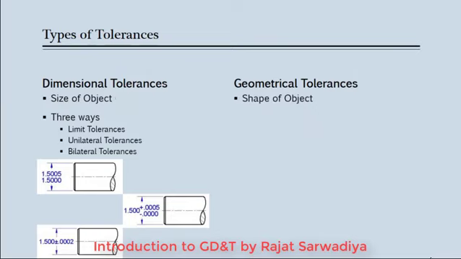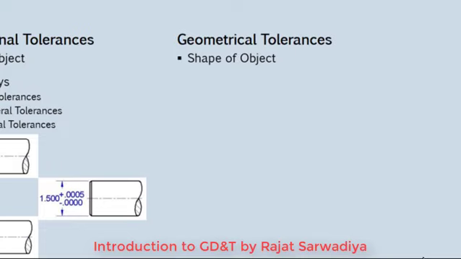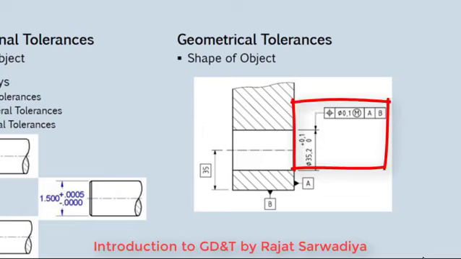It actually works for the shape of the object. Our major focus will be on that only. We will be applying the geometrical tolerances for controlling the shape of the feature. These shapes are like, say, the cylindrical shape, the circular shape, flatness, perpendicularity. We will be discussing these in detail during this course: how we can apply, where we can apply, what we should apply. And this is how one geometrical tolerance can be applied.